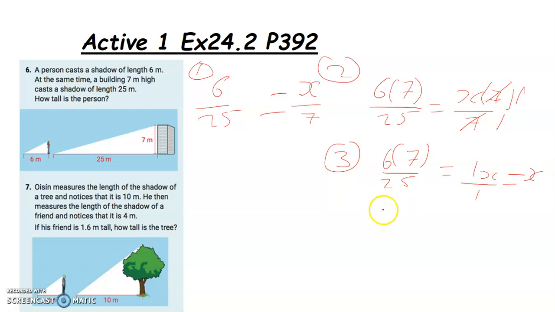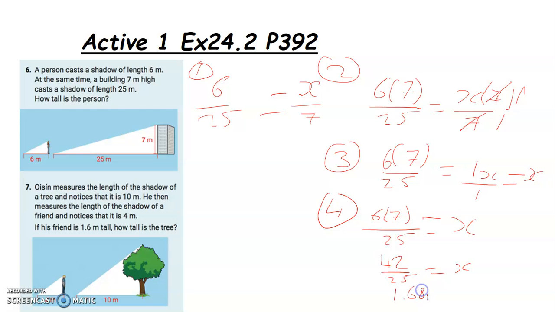Or x. So now I have 6 multiplied by 7 over 25, so this is the fourth step, is equal to x. That's going to be, sorry, I'm just doing it in my head, 42 over 25 is equal to x. So therefore x is equal to 1.68 meters. So the height of the person here is 1.68. You can pause that and do what you want.